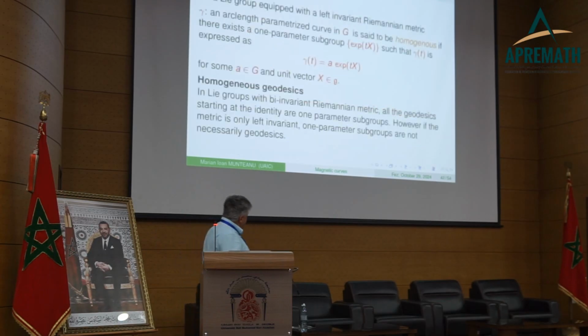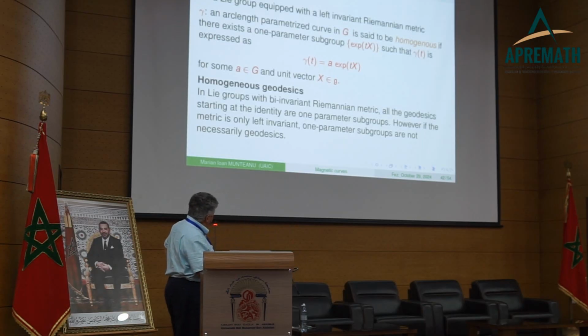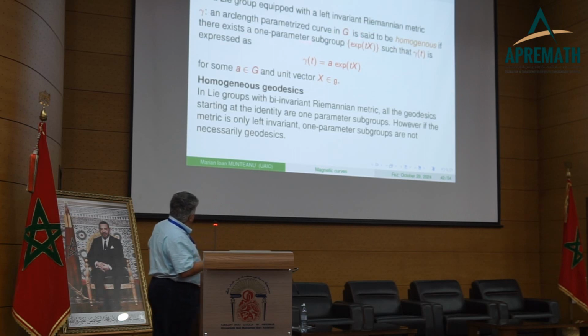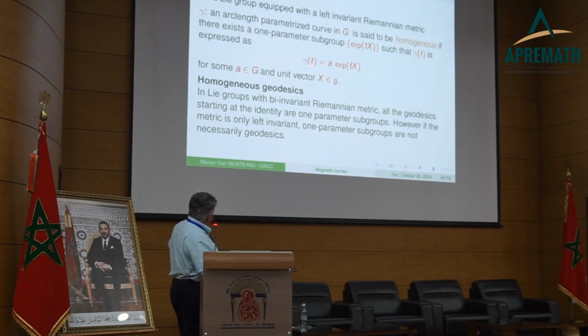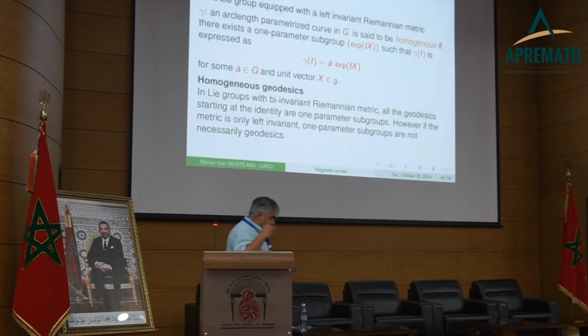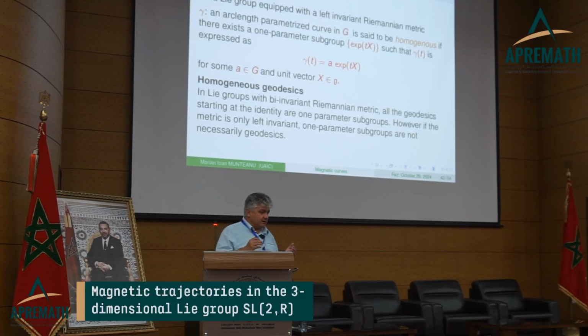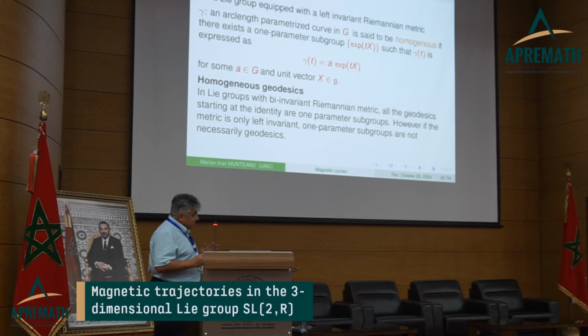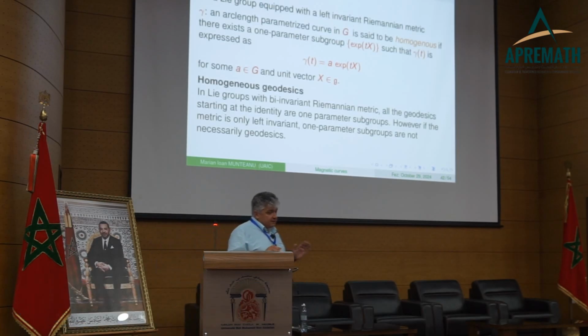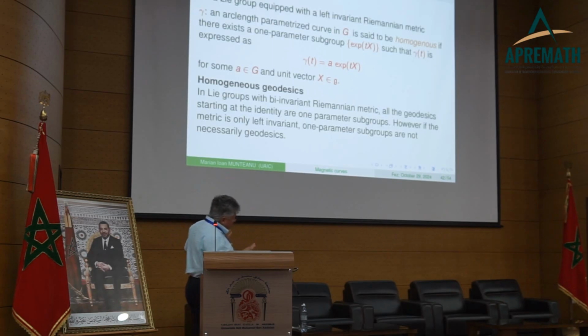So the idea is to see what is the relation with the Lie groups here. Let me recall some things. A curve gamma is said homogeneous if there exists a one parameter subgroup such that gamma is expressed like this. Because in that paper we gave some examples obtained as one parameter subgroups, and we studied when those curves are magnetic curves. We wanted to see that all magnetic curves are in that form. We had a reason for this, but it was not true, but almost true.